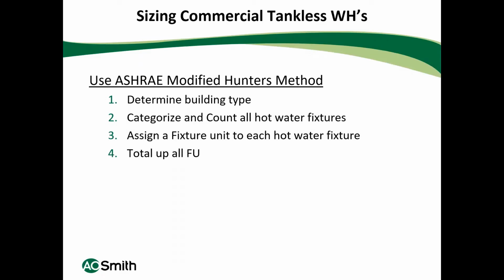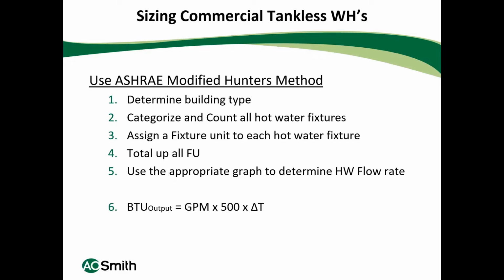So if we have a 100-unit apartment building, we have 100 kitchen sinks, 100 lavs, we have 100 dishwashers. We would just total all of that up. And then we're going to use a graph to determine our hot water flow rate that the Hunter's curve provides us. And then once we determine that flow rate, we would just use this simple formula, BTU output equals your gallons per minute times 500 times your delta T, which is we always assume 40-degree in and storing your water or our set point at 140.